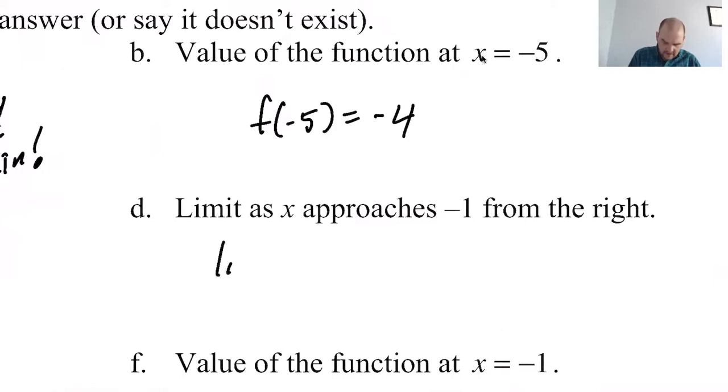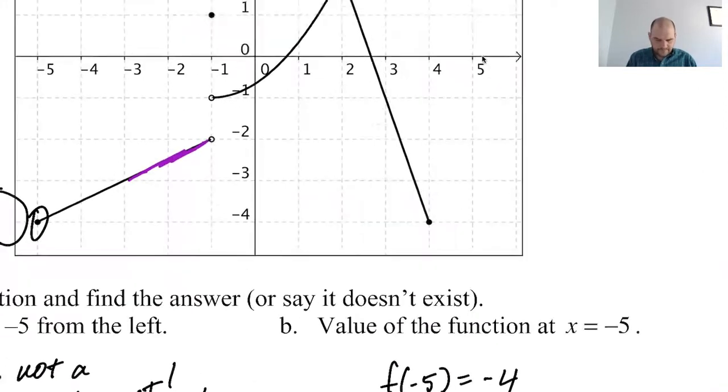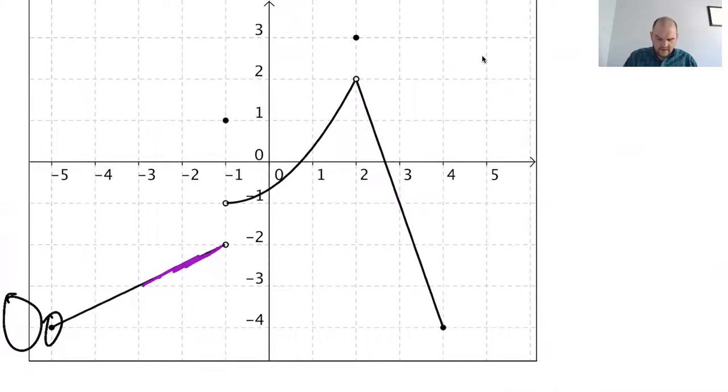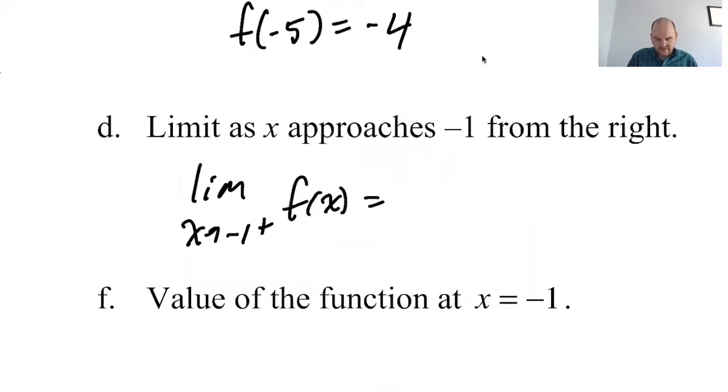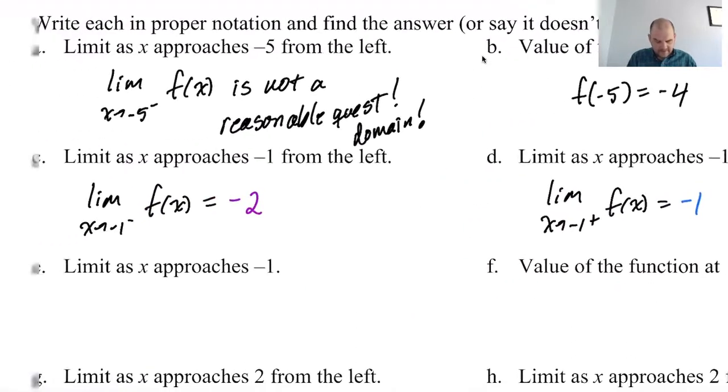So the limit as x approaches -1 from the right of f of x. All right, we go to our graph, and we change up my color again. So we slide along or walk along the graph toward -1 from the right, and you can see that you get -1. So the answer there, the value you should have gotten in a perfect world, would have been -1.